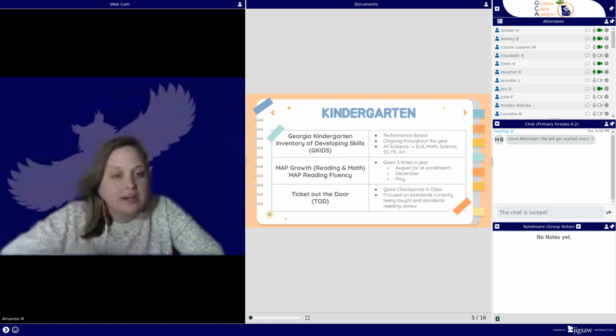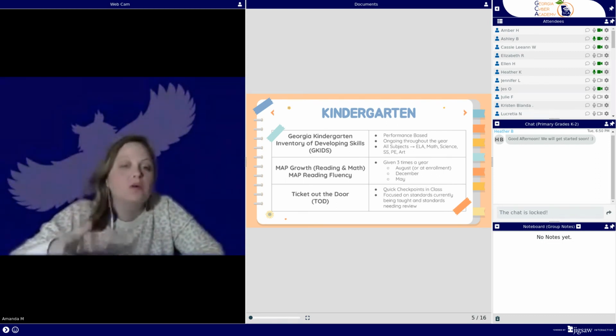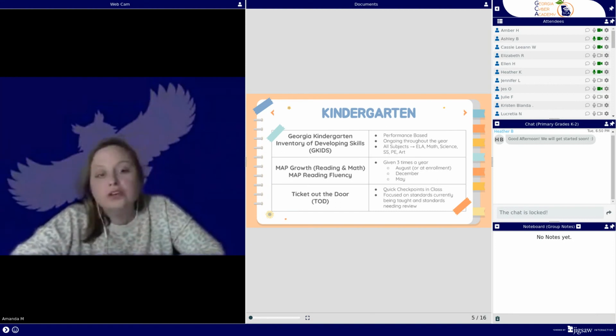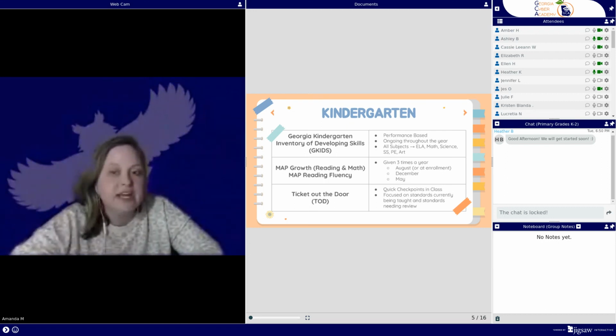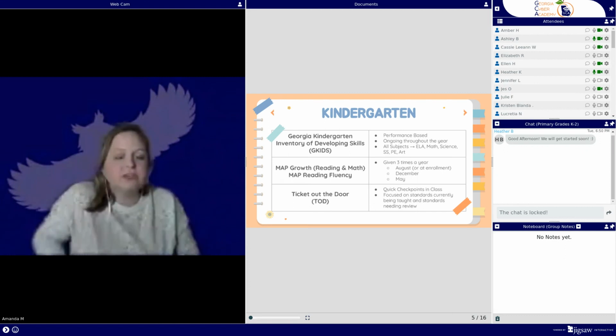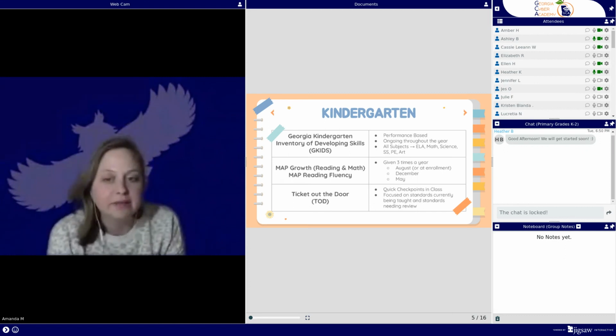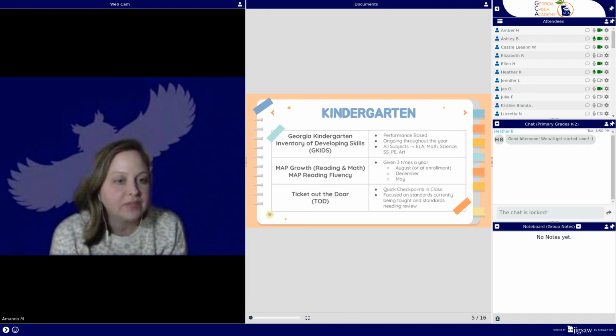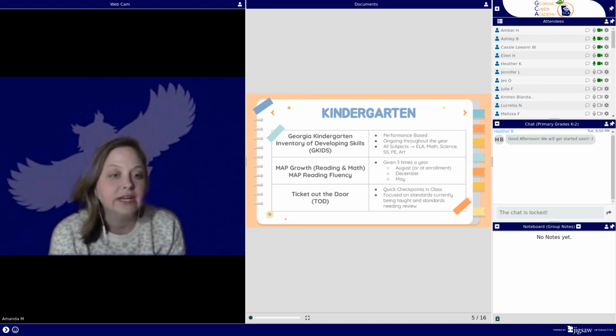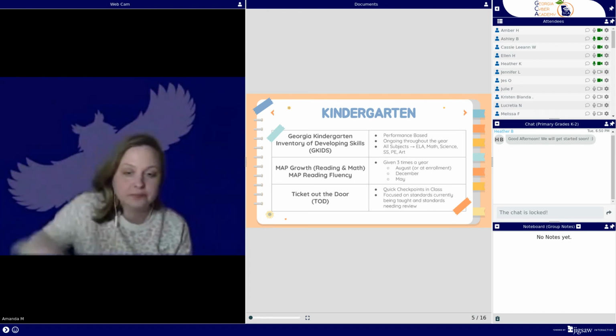And they're focusing on standards that are currently being taught or standards that have already been taught but are needing review. So we use the data that we have from these other assessments and the data that your teacher has, and they build these ticket out the door assessments with our content administrators. And again, they're just quick checkpoints. These are completed in class with their teacher.